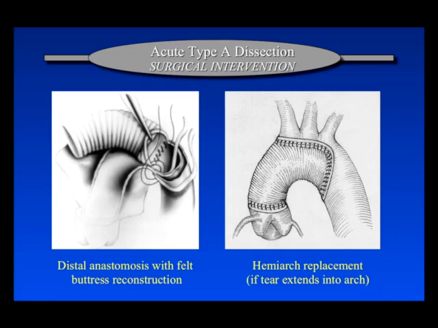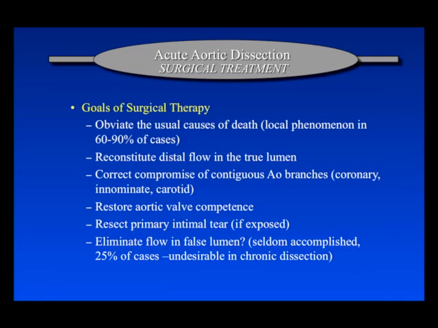Surgical intervention can be done with hypothermic circulatory arrest, allowing a distal anastomosis to be performed with a felt buttress reconstruction. Hemiarch replacement can be performed if the tear extends into the arch. Some centers, however, still commonly perform cross-clamp repair of the ascending aorta alone. The goals of surgical therapy are to obviate the usual cause of death, reconstitute distal flow into the true lumen, correct compromise of contiguous aortic branches, restore aortic valve competence, resect the primary intimal tear ideally, and eliminate flow in the false lumen. However, this is seldom accomplished with ascending aortic replacement alone.